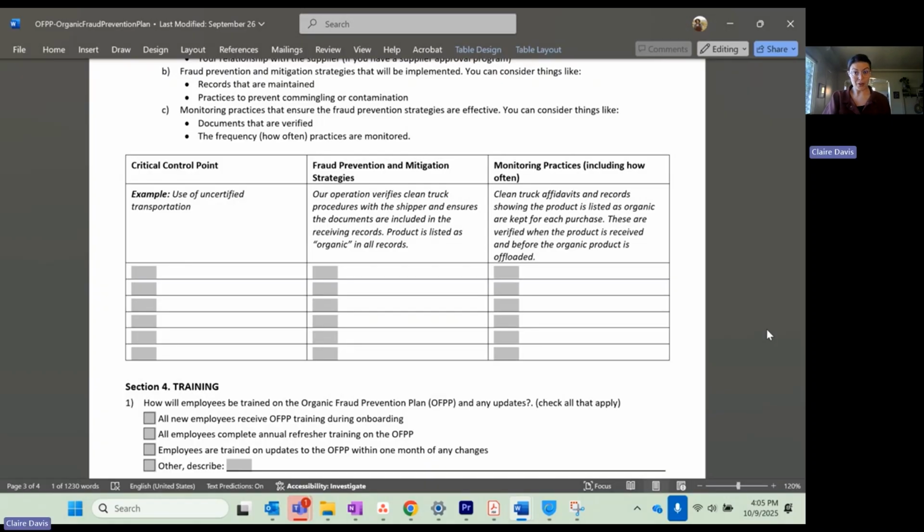So continuing with our same example, our critical control point would be that our supplier for hay is a split operation. They produce both organic and non-organic products. Our fraud prevention or mitigation strategy is to make sure that organic hay is listed on their current certificate, and our monitoring practice could be that we check the organic integrity database annually to make sure that the organic products that we buy each year remain certified year to year.